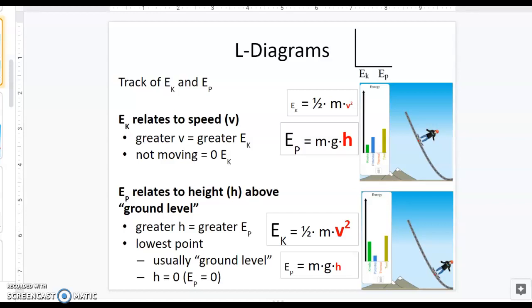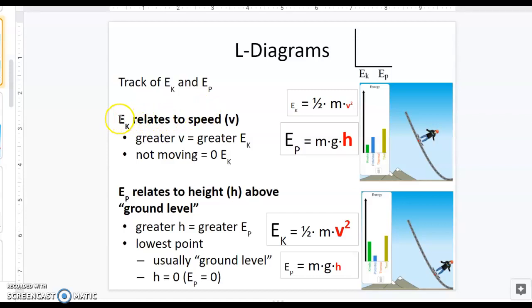Hey, physics peeps. So we're going to talk about L diagrams today, and it's a continuation from conservation of energy and the energy skate park simulation that you guys played with the other day. When we draw L diagrams, they're really graphs that track the amount of kinetic energy and potential energy an object has. When we look at them, they're really similar to what was in that energy skate park simulation. And so they're going to look like bar graphs.